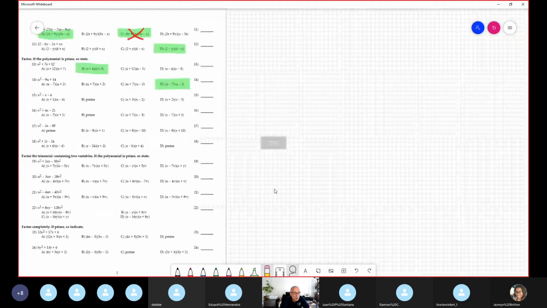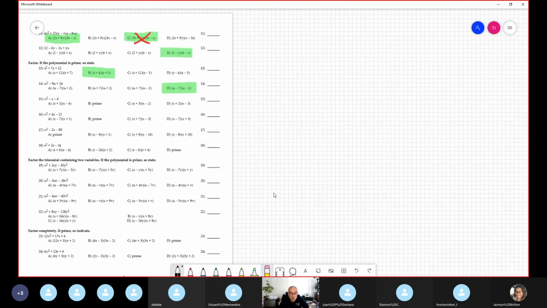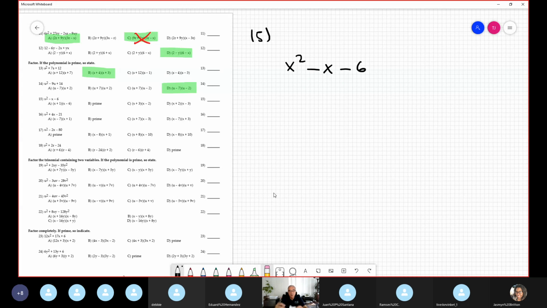Okay, let's do number 15. Number 15 says x squared minus x minus 6. Again it's regular because the leading coefficient is 1. Therefore, immediately I open two parentheses. You put the name of the variable, which is x. And I try to find the key to open the door. This is the most complicated part.